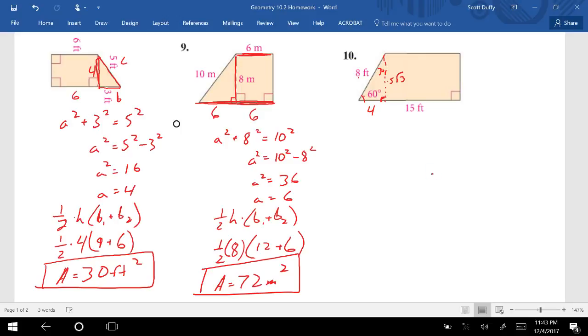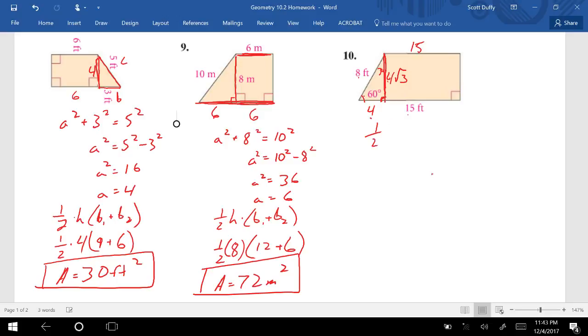And then to find this height right here, you take s, which would be 4 times the square root of 3. And I'm just going to leave it like that, 4 square root of 3. Okay, now I have my full base, 15 and 4. I have another base on top, and a height, 4 square root of 3.